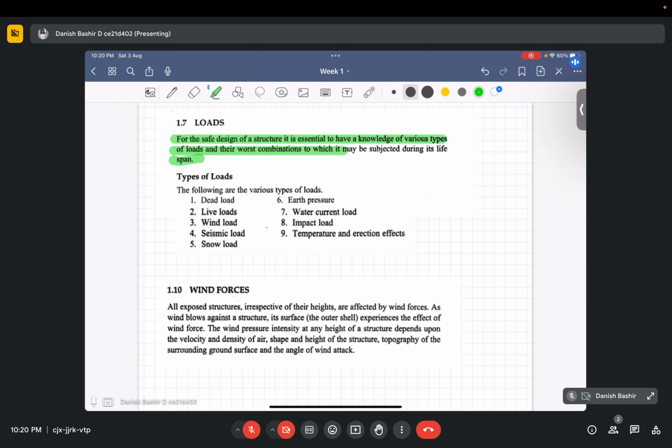Nine different types of loads can be: dead loads, live loads, wind loads, seismic loads, snow loads, earth pressures, and water current load. This water current load is primarily in bridges. Okay, we have impact loads like blasts and other impacts. We have temperature and erection effects. These are the different loads that come into place.